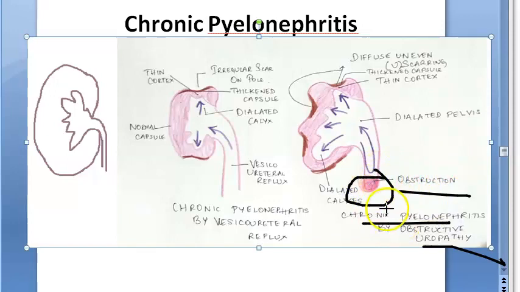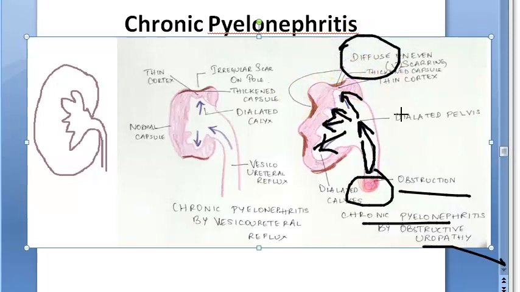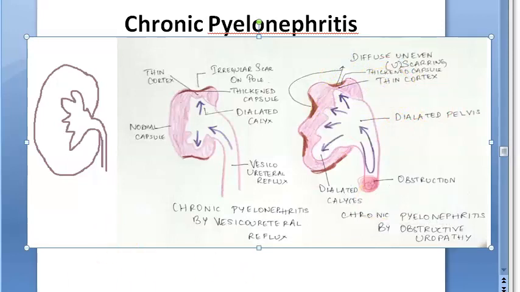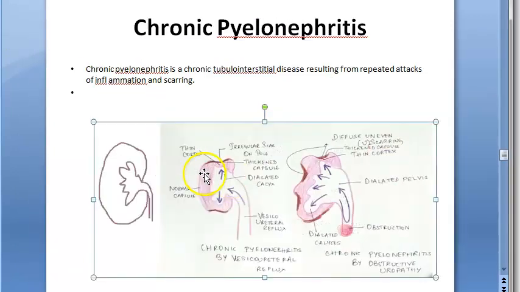So when the outflow of urine from the kidney is blocked, the urine comes here and has a backflow. Here there is a dilated pelvis. The calyces are all dilated in all the parts of the kidney, not just the poles. In the poles you also see the U-shaped uneven scarring. It's a diffuse condition, meaning the entire kidney is affected. There is a thickened capsule and thin cortex, right? And the kidney will be shrunken. So that was about the chronic pyelonephritis etiology.